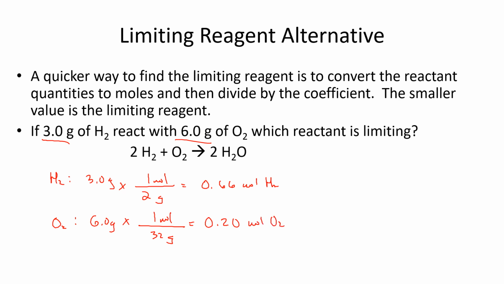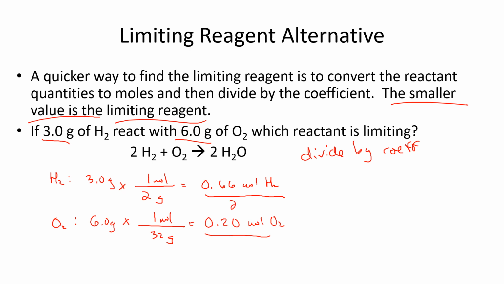Great. So this is a useful method because you're already doing the first step of stoichiometry, and you can use this quantity of moles to go forward. You just need to know which one is the limiting one. So the trick to find the limiting one is once you have the moles, you divide by the coefficient. Then the smaller value is the limiting reagent. The coefficient for the hydrogen was a 2, right? And the coefficient for the oxygen is a 1. So what you end up with here is 0.33, and this is 0.20. So that means this one is the limiting reagent.